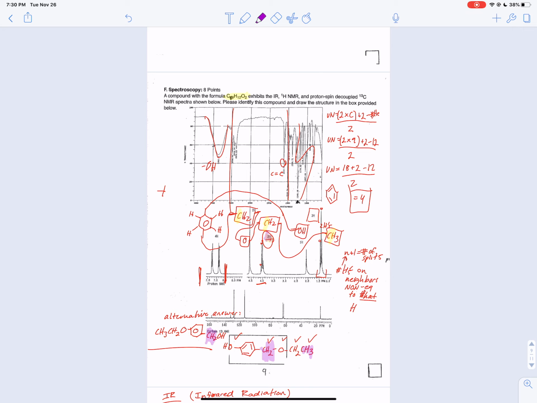It doesn't matter if the OH has two neighbors. No, because these are not ultra pure conditions, right? These are normal conditions, so it's still going to show up as a singlet. Very good.